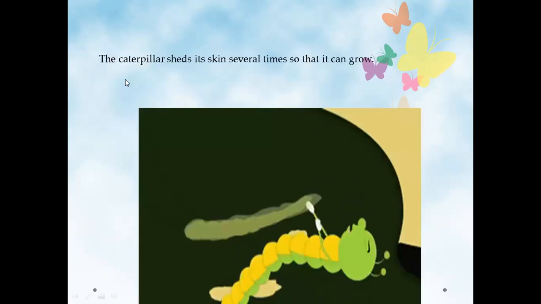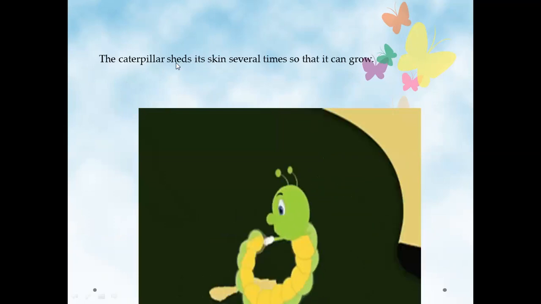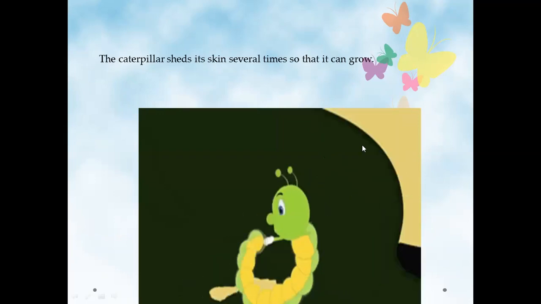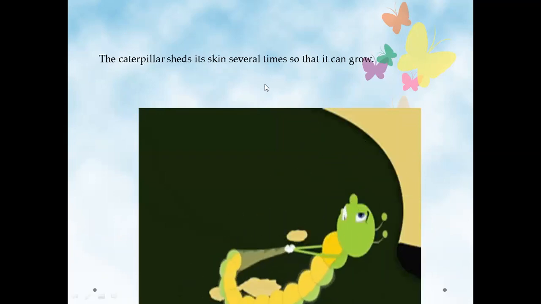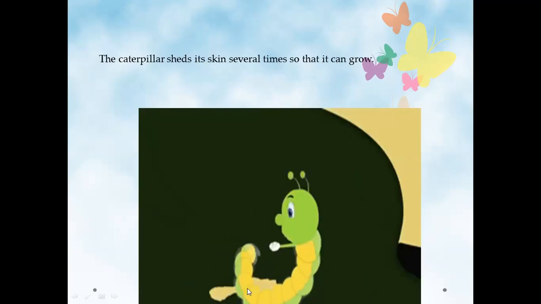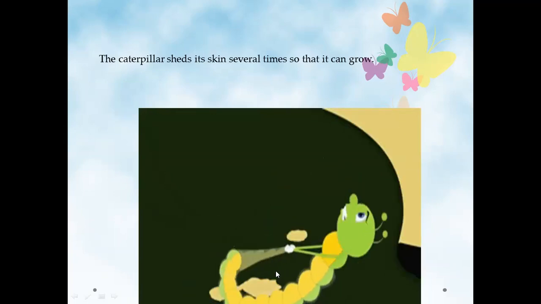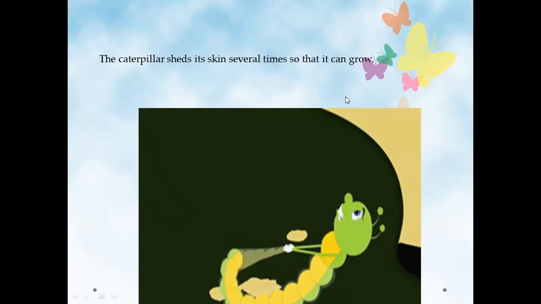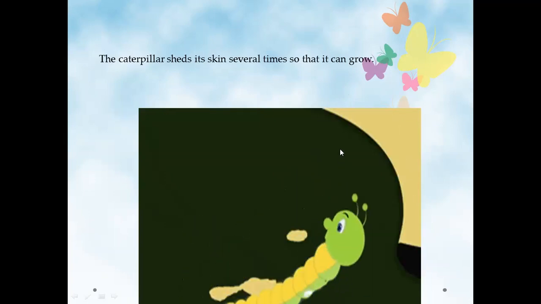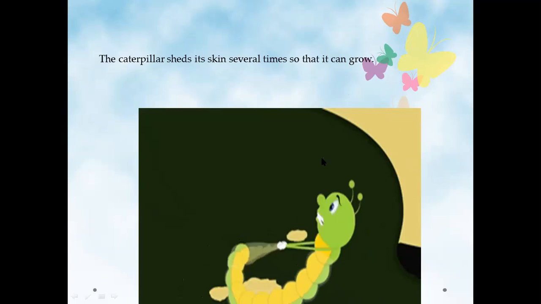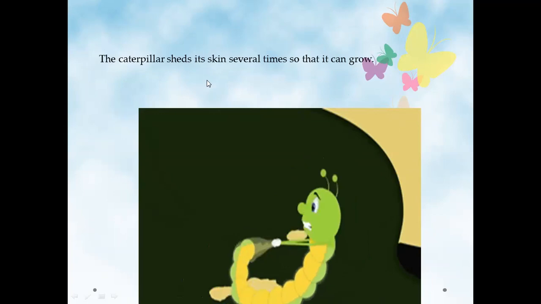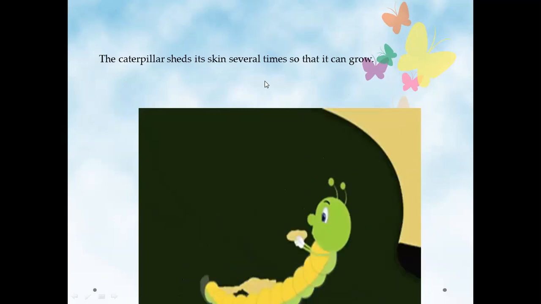Now check out the next stage. In the next stage, what happened? The caterpillar sheds its skin several times so it can grow. It sheds its skin. Look at this picture. It sheds its skin so that it can grow. At this stage, the caterpillar sheds its skin while it is growing.